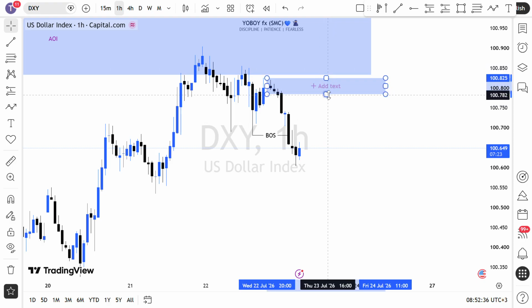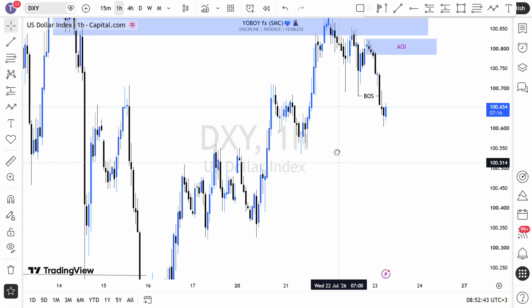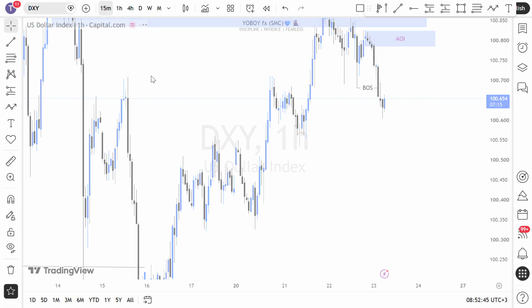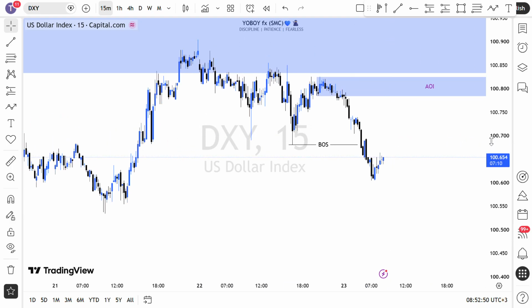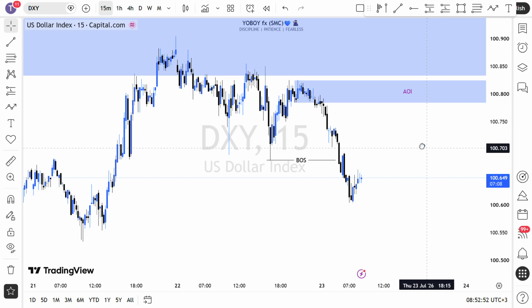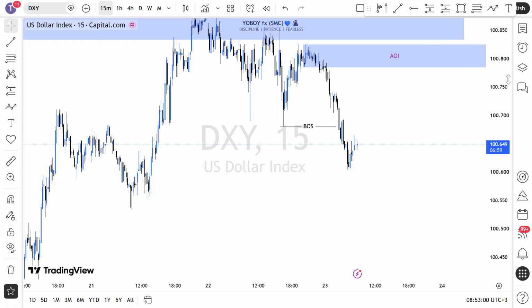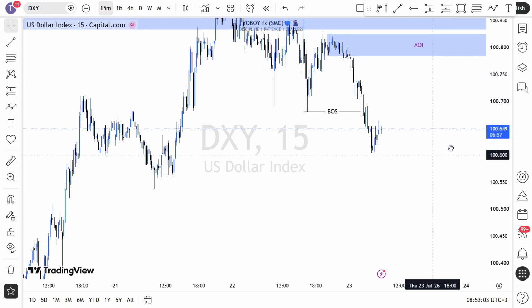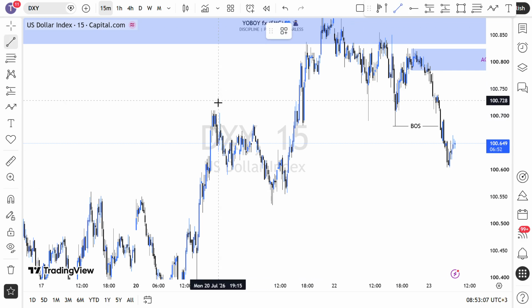I'm expecting price right now to trade into this order block of 1 hour and give us sales from that area. So if you drop down into a 15 minute time frame, we can see clearly the structure of DXY. This is an area of interest that I'm expecting to hold the price and find sales from this area.